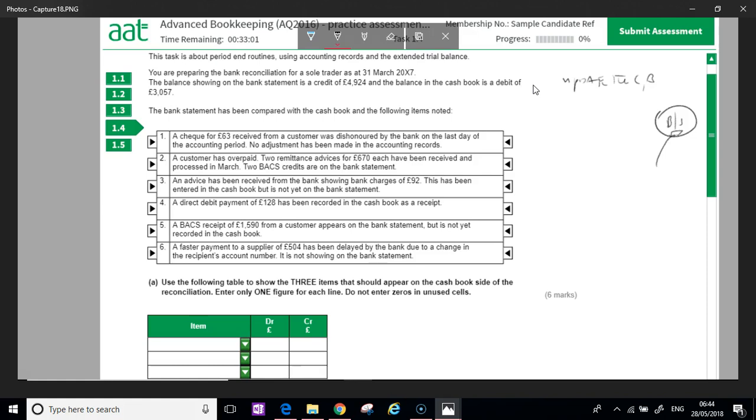So let's look at this. And errors, of course, are non-timing differences. Please watch the videos again on bank recs if you're not happy with this whole process. So here it says that a check for 63 received from a customer was dishonored by the bank.